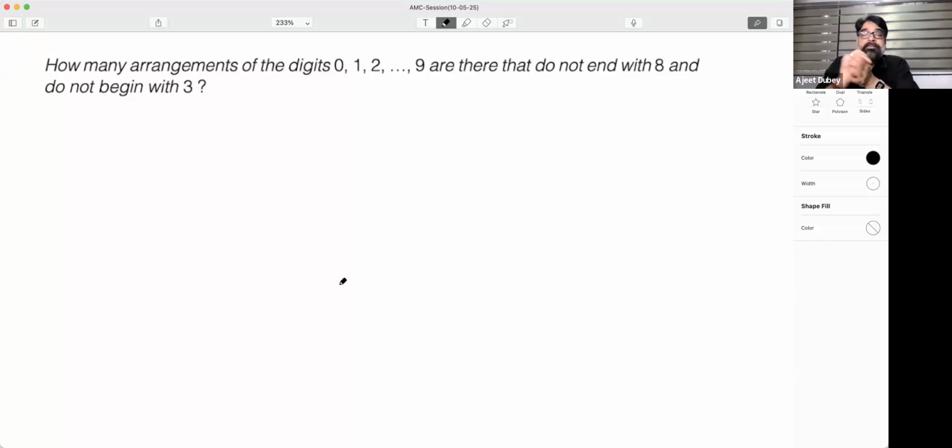Try this question already. You may leave the answer in terms of factorial also. I don't mind.